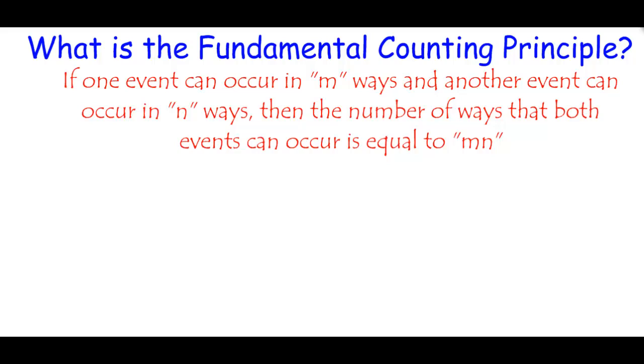We're first going to start with the fundamental counting principle. And what that says is if one event can occur in m ways and another event can occur in n ways, then the number of ways that both events can occur is equal to m times n.